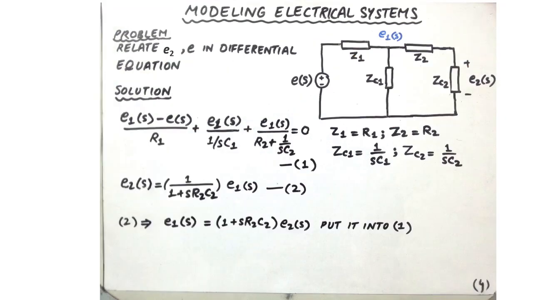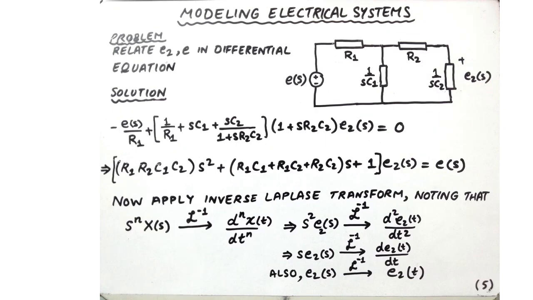From this point onward, we can just simply solve the two equations that we have developed, the first one from the KCL and the second one from the KVL. We can simply substitute the value of E1 in the Laplace domain, E1(s) equals 1 plus s times R2C2, whole multiplied by E2(s), and put that into the first equation. This will give us a new equation that only contains variables E2 and E.